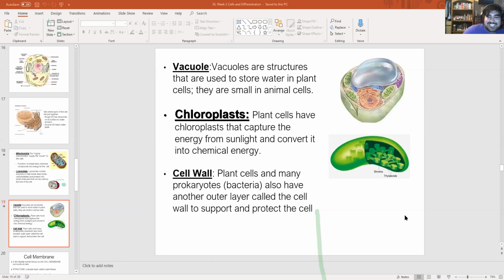Anyways, yeah. So the plant wouldn't die if the chloroplasts stopped working.